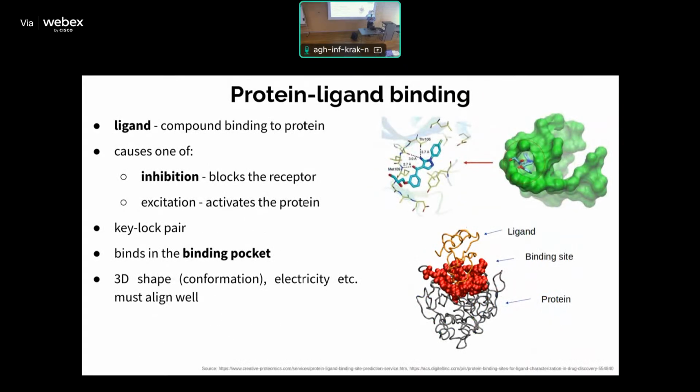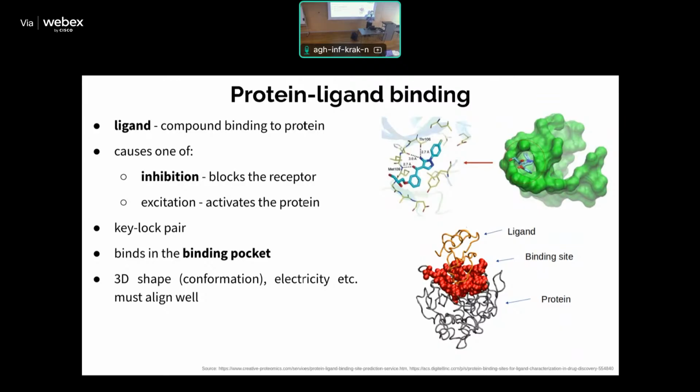And we do this by protein-ligand binding. So we basically make a small molecule, which is called a ligand, and it binds to a protein. We design it so it binds to a protein, and thus regulates its functions. So it typically either inhibits or excites the protein. So it either inhibits what the protein does, it stops it, for example, stop the inflammatory reaction. That's how drugs work. Or excite it, so make it happen.